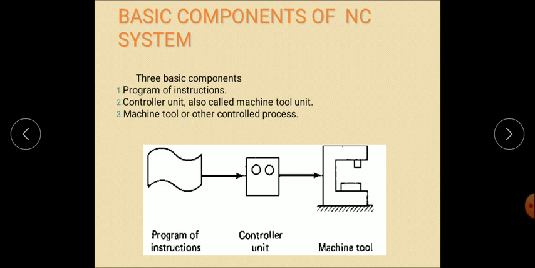The last one is the machine tool. The third basic component of an NC system is a machine tool or other controlled process. It is the part of an NC system which performs useful work. The most common example of an NC system is one designed to perform machining operations. The machine tool consists of the work table and the spindle, as well as the motors and controls necessary to drive them. It also includes the cutting tools, work fixtures, and other auxiliary equipment needed in machining operations.